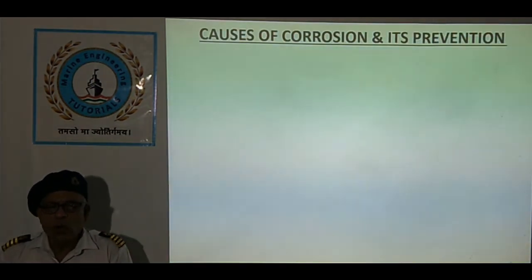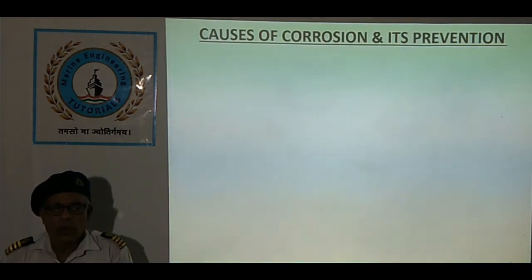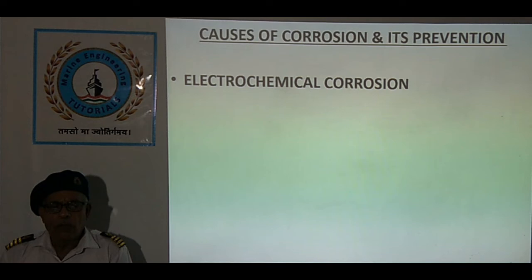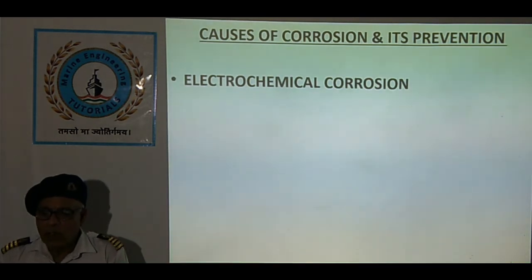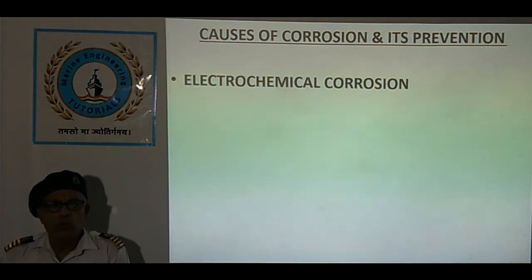Now let us see the causes of corrosion and its prevention. First one is electrochemical corrosion. When iron is in contact with water containing hydrogen ions, electrochemical corrosion similar to the battery reaction may start and metal may start corroding. To prevent electrochemical corrosion, boiler water should be alkaline with no dissolved oxygen.